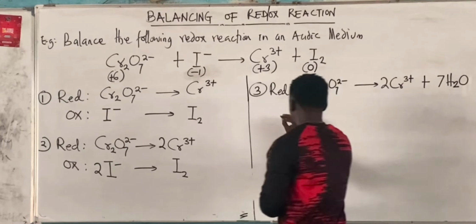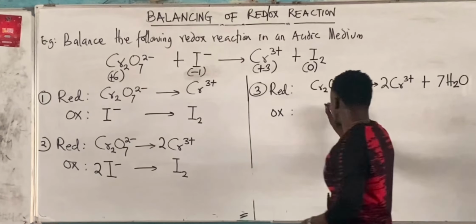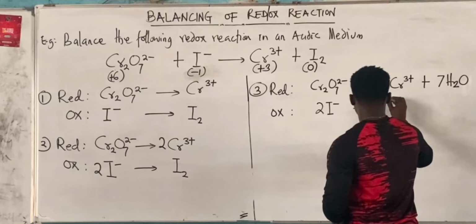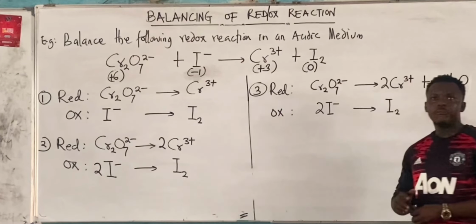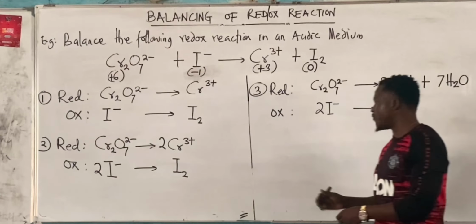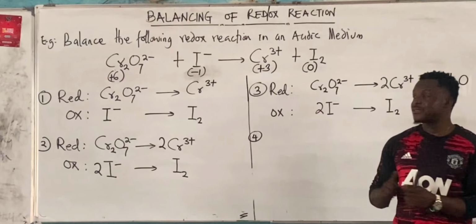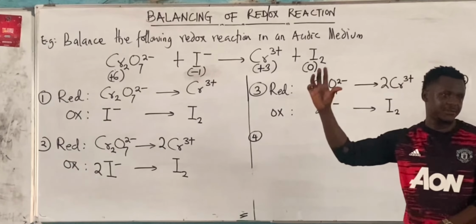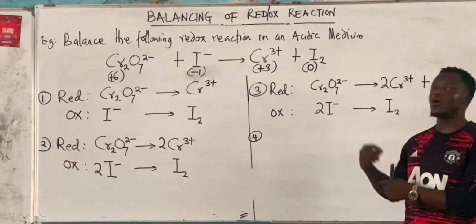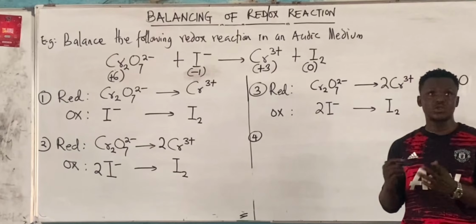Now, let's look at the oxidation. Now, the oxidation is 2I. There is no oxygen here, is it also? There's no oxygen here. So move down to step 4. Bear in mind, guys, I can still do this in just 1 line. I'm doing this because I'm trying to explain. Subsequently, I can decide, okay, the next example I'm going to take, I'll use just 1 line for all of them.